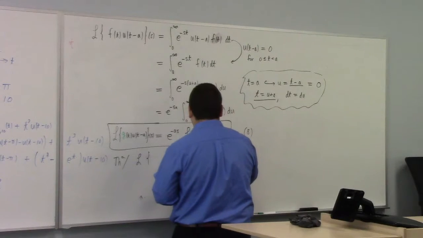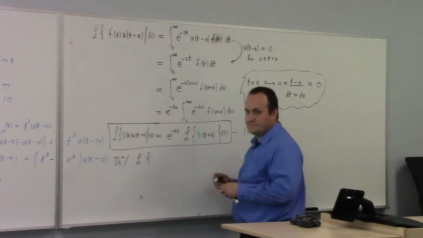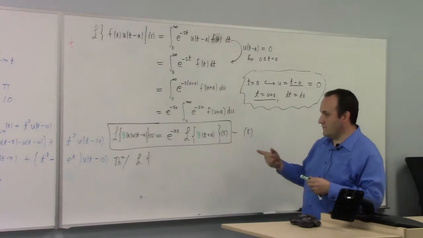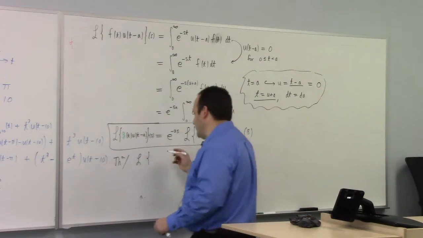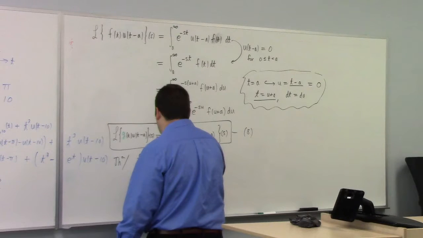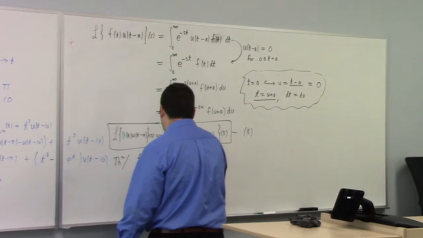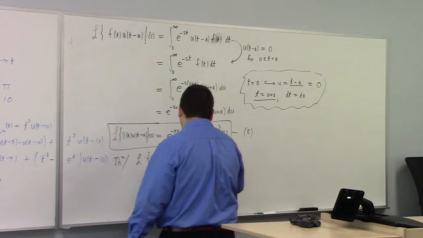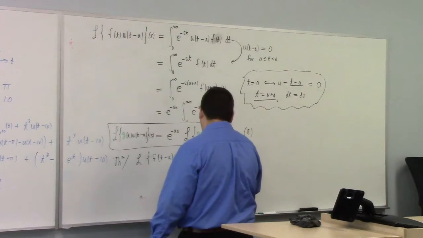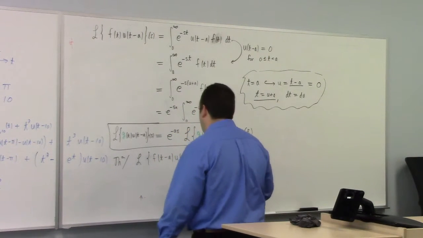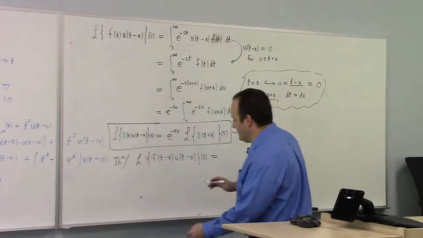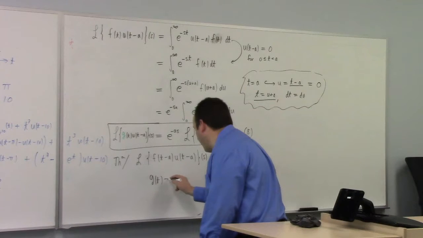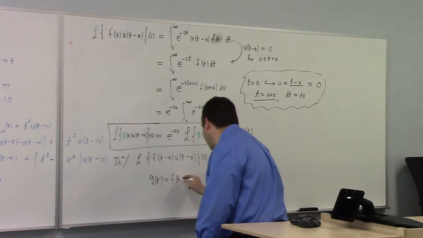I mean, if we can prove it for F, we can prove it for G, right? No big deal. So Theorem 7 concerns the Laplace transform of f(t minus a) times u(t minus a), of s. Here, let's just make the substitution. We'd be letting g(t) equal f(t minus a).